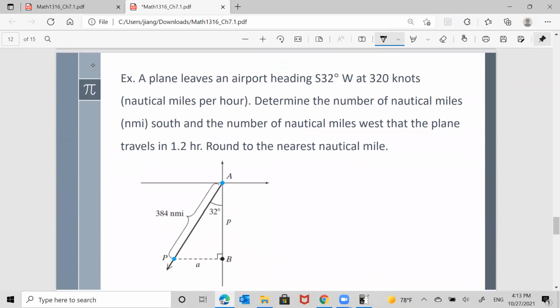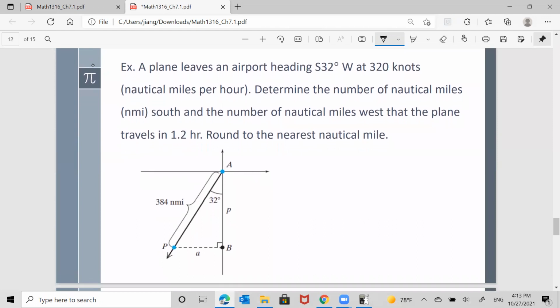Okay, next question. A plane leaves an airport heading south 32 degrees west at 320 knots, nautical miles per hour. This is a speed. I can use V to represent the speed. Determine the number of nautical miles south and number of nautical miles west that the plane travels in 1.2 hours. They provided us the time. Round to the nearest nautical mile.